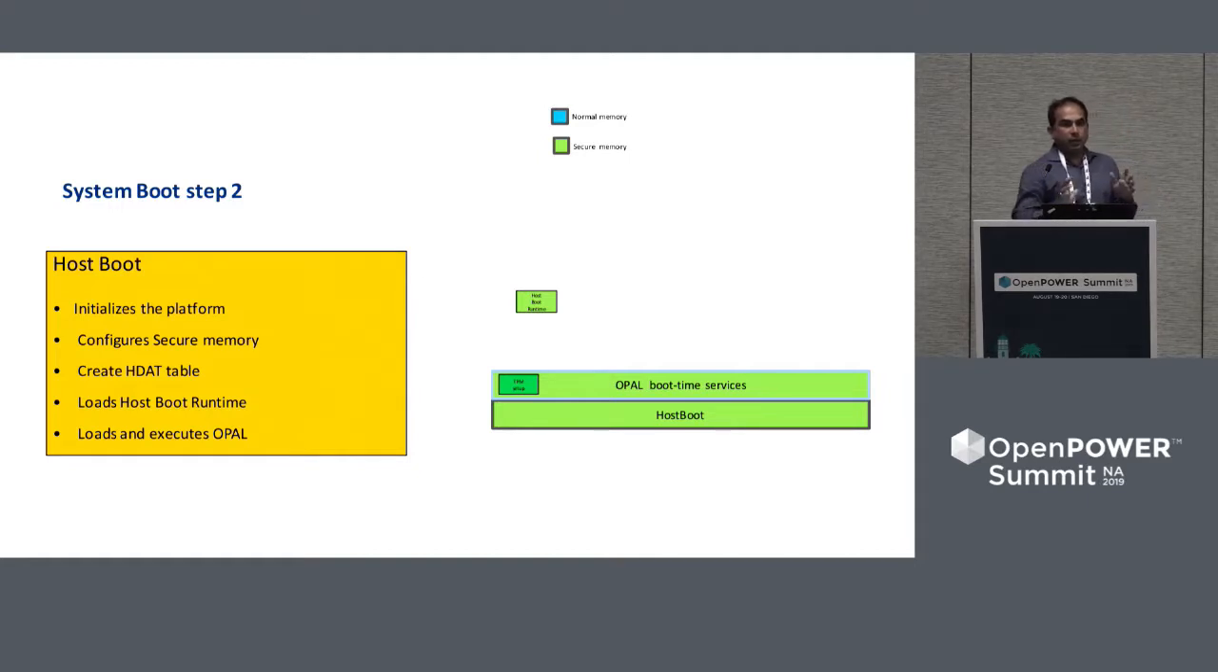It configures some part of the memory to be secure memory, which means some of the secure address spaces are now backed with a separate pool of memory, and other address spaces are backed by another pool of memory, which is the normal memory. It then initializes all the HDAT tables, which contain the information, which is generally the case with any other normal system as well. It then loads the host boot runtime, that piece of code, into memory, again in secure memory, and loads Opal.